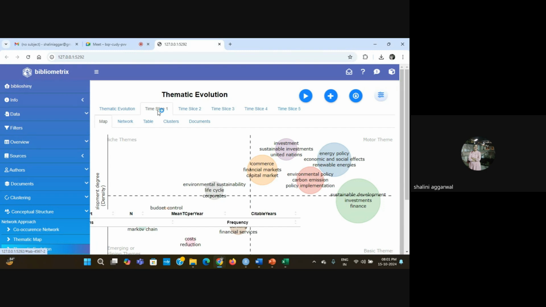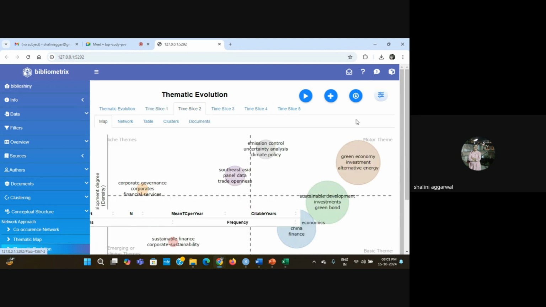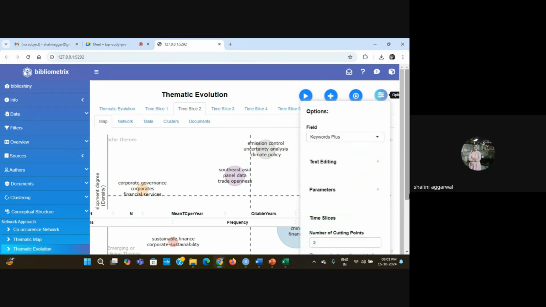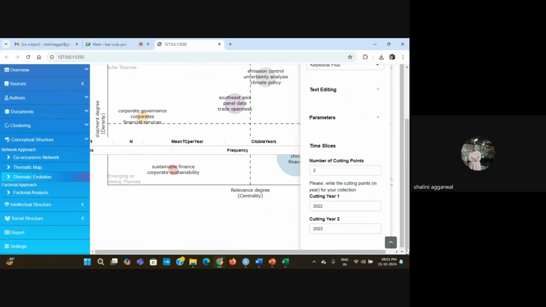Okay, yeah. Now can you see this? These are different time slices. In this we have given 2 time slices. This is thematic evolution. In this we have divided the period into a different number of years. So it has taken this for different years.